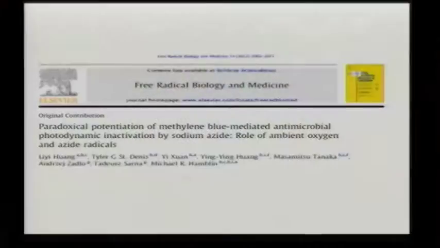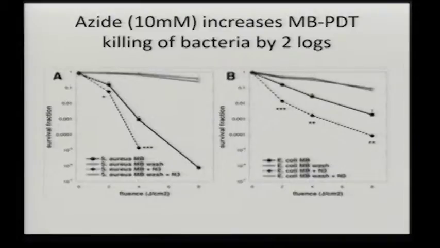Methylene blue is more type 1, so it should be quenched less. But we did not expect potentiation, I have to say. That was a bit of a surprise. So here is gram-positive Staph aureus with addition of azide. You get about 2 logs more killing.